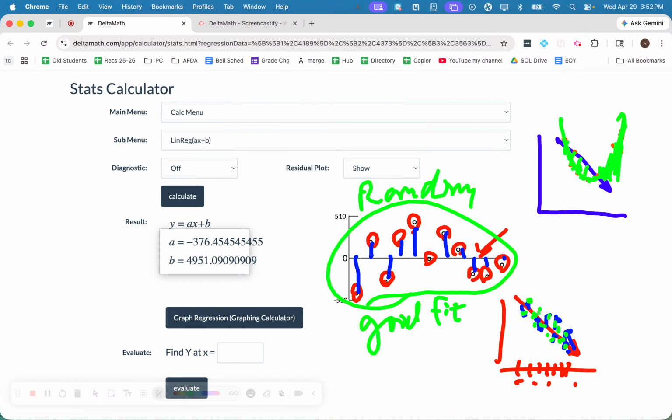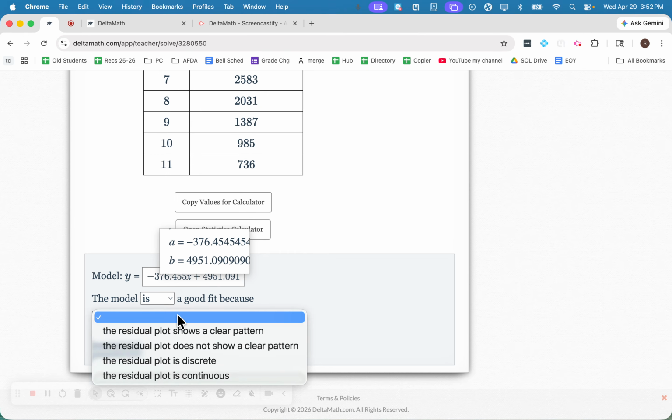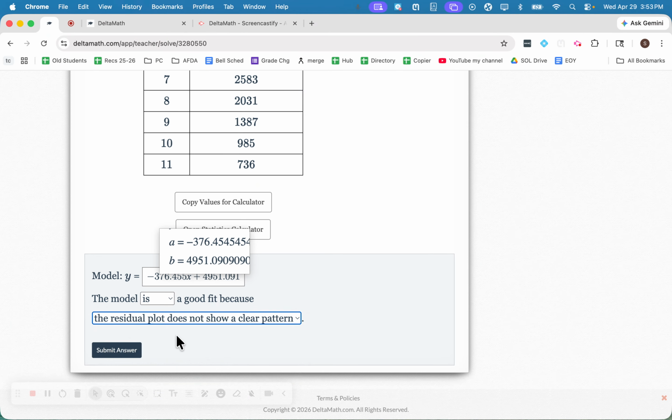because it just happens to be randomly above or below, and there's no pattern that it wants to be. It just follows that line, but goes up and down. It's above or below it in a random way. So when you look at that residual plot and you notice that it is random, you're going to say, hey, the line did a good job because it does not show a clear pattern.